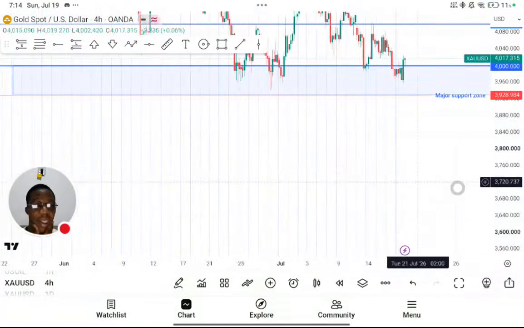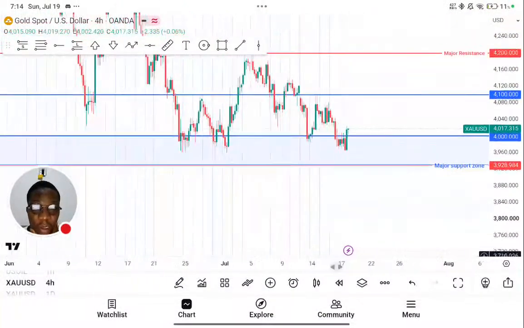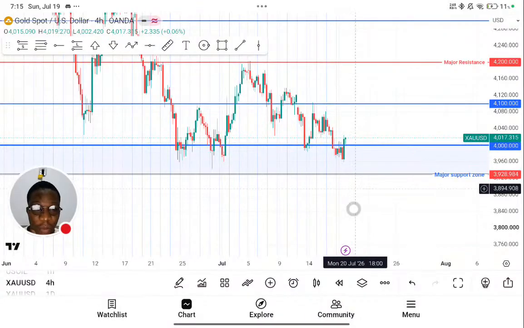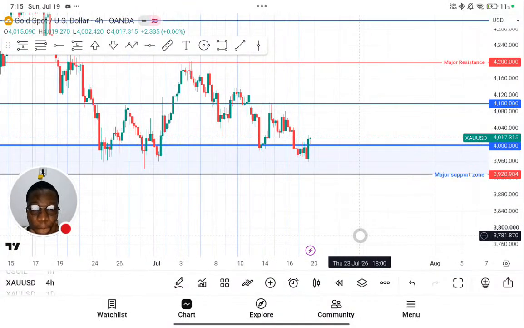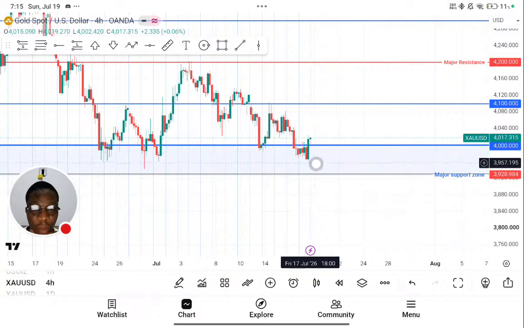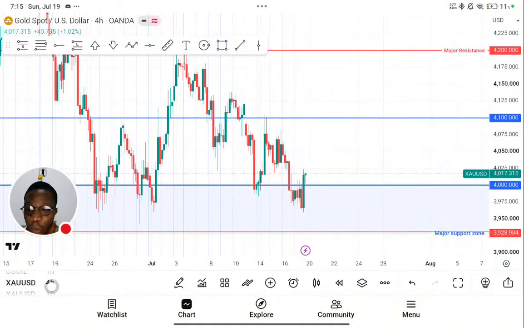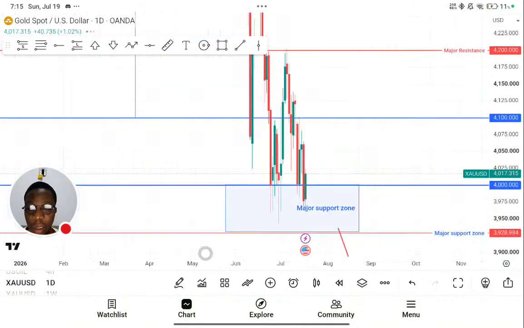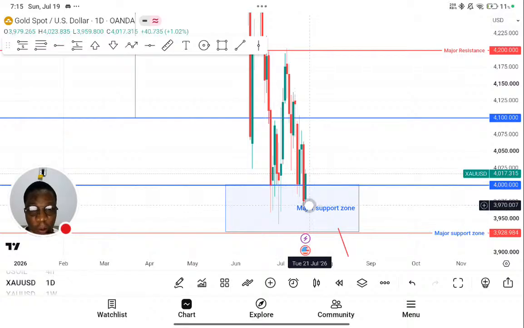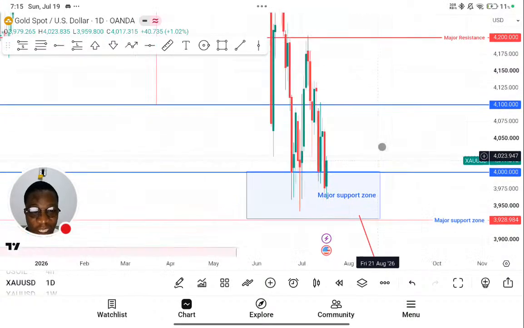But look from this level. This is a very strong level. Look at the reaction. So the question is, what we are seeing on this from daily, is this close really indicating a break or what?